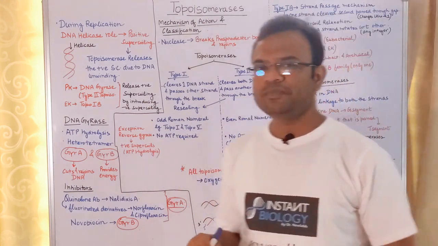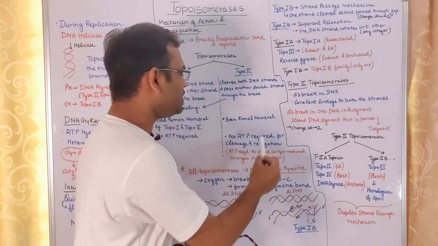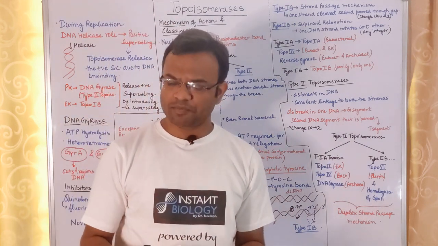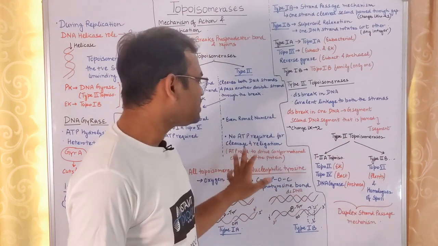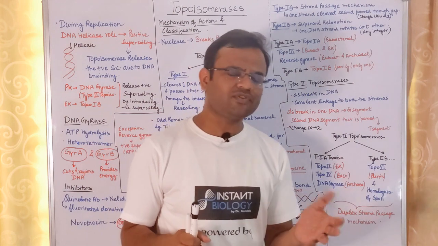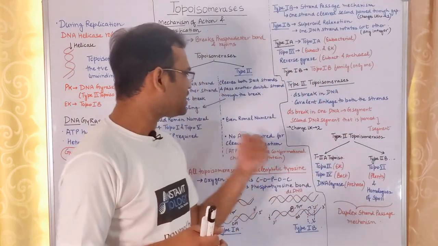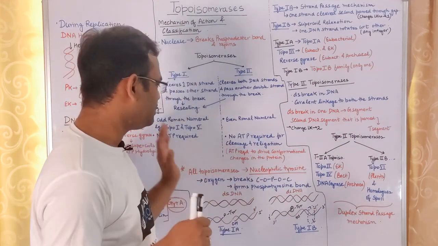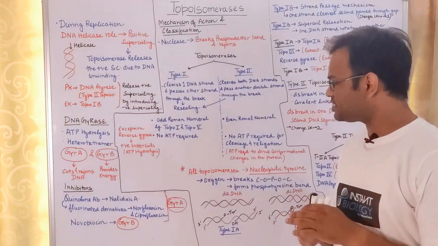Now, let me talk about type 2 topoisomerases. Type 2 topoisomerases also do not require ATP for cleavage and religation. Remember, for cleavage and religation, no ATP will be required, but ATP is required for conformational changes in the protein. Only for conformational changes ATP is required. Other than that, over here also, just like type 1 topoisomerases, ATP is not required. Now, let us talk about the mechanism. How does a topoisomerase function? Let us discuss that.